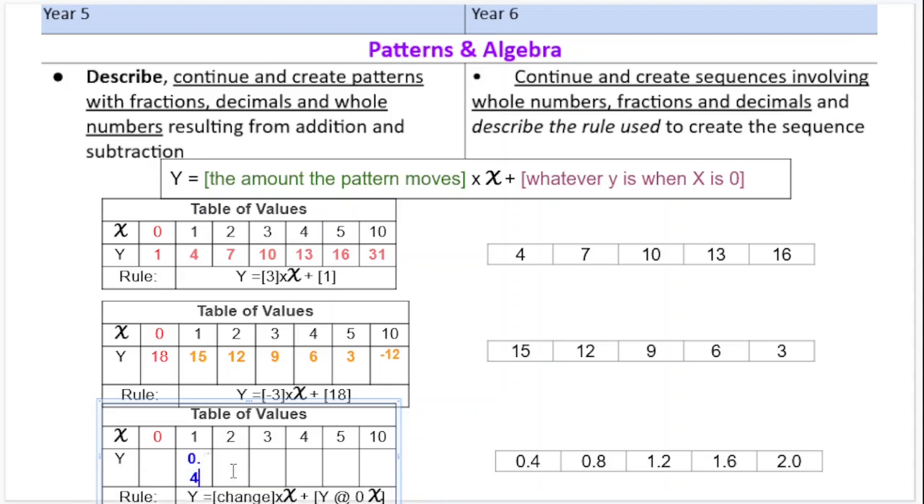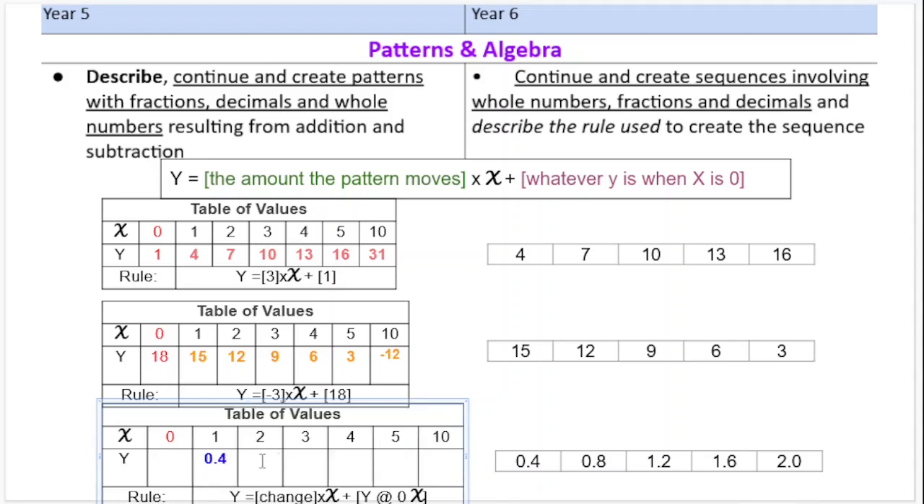number, 0.4, goodness me, we might need to make this bigger. Next number, 0.8. Next number, 1.2. The fourth in the sequence, 1.6. The fifth in the sequence, 2.0. The 10th in the sequence, interesting. You might have already figured that one out.